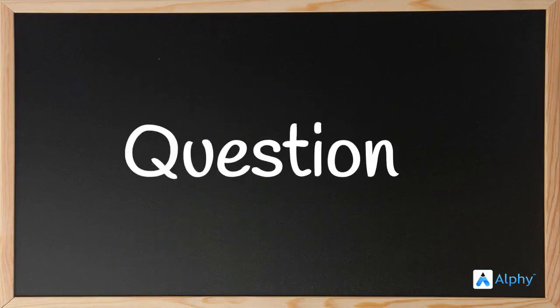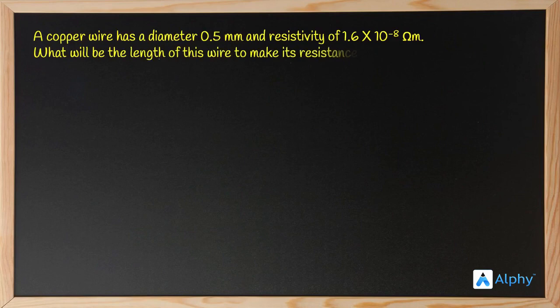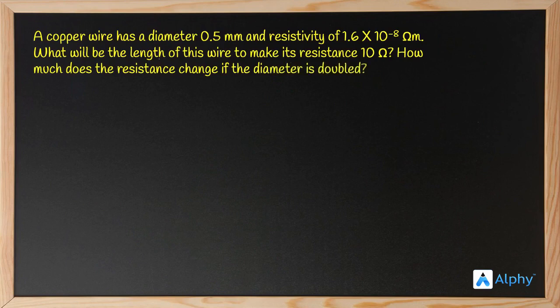In this video, we will discuss a question. A copper wire has a diameter of 0.5 millimeter and resistivity of 1.6 × 10^-8 ohm meter. What will be the length of the wire to make its resistance 10 ohm? How much does the resistance change if the diameter is doubled?